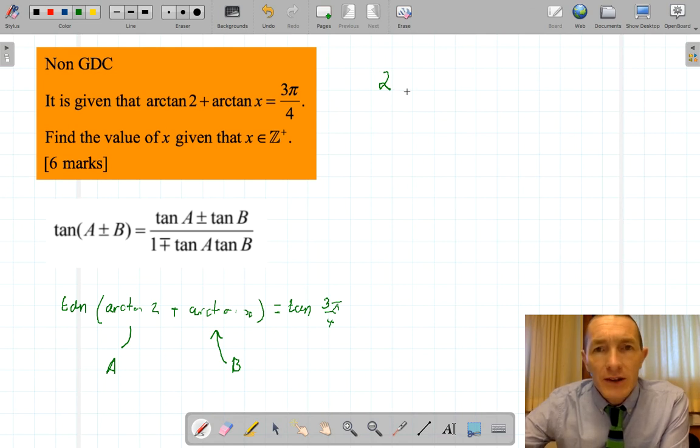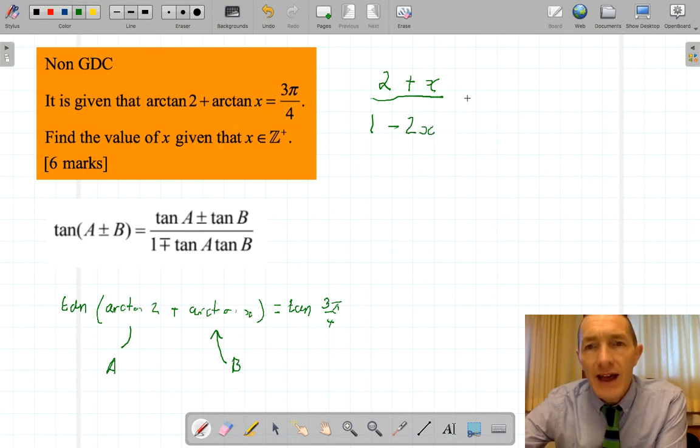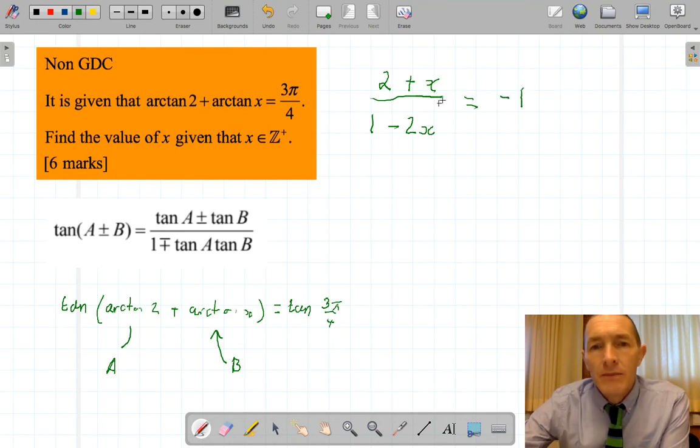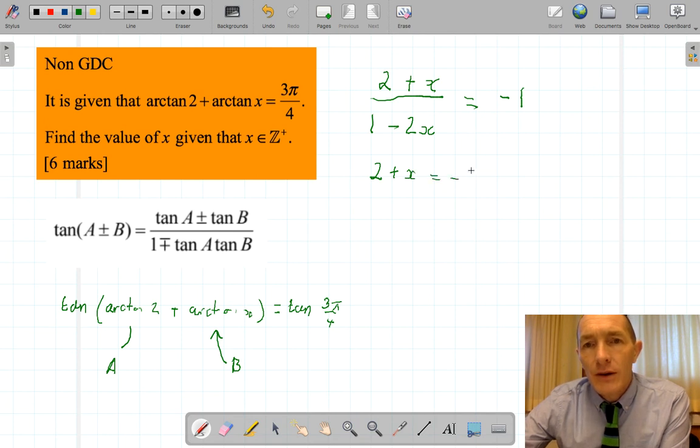Because it's a plus, I'm going to use a plus here, plus x, because it becomes tan arctan x. I'm going to divide all of that by 1 minus, so we've got the minus there for the plus. Tan a is 2, and tan arctan b is x. And like I said, this one over here just becomes minus 1. Now, we're just going to multiply both sides by that denominator. So we have 2 plus x equals negative 1 plus 2x. Take x from both sides, add 1 to both sides, and we're finished.